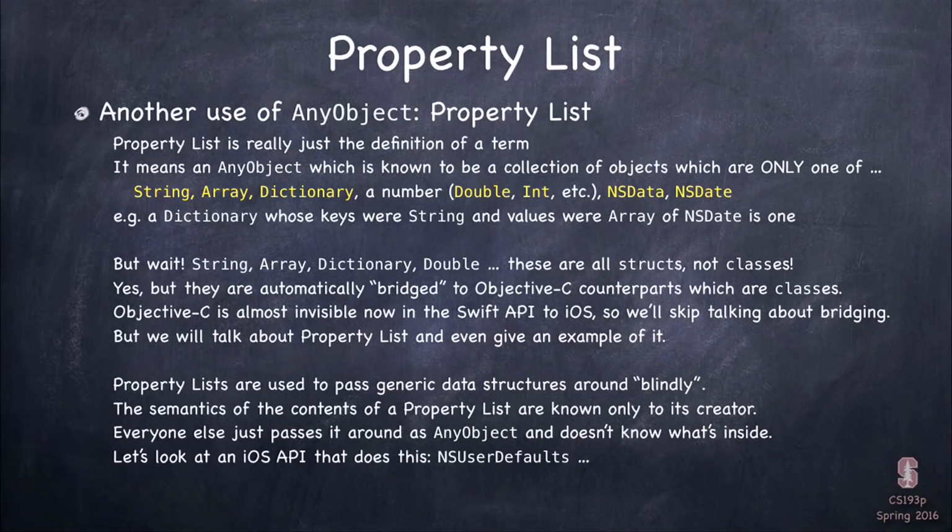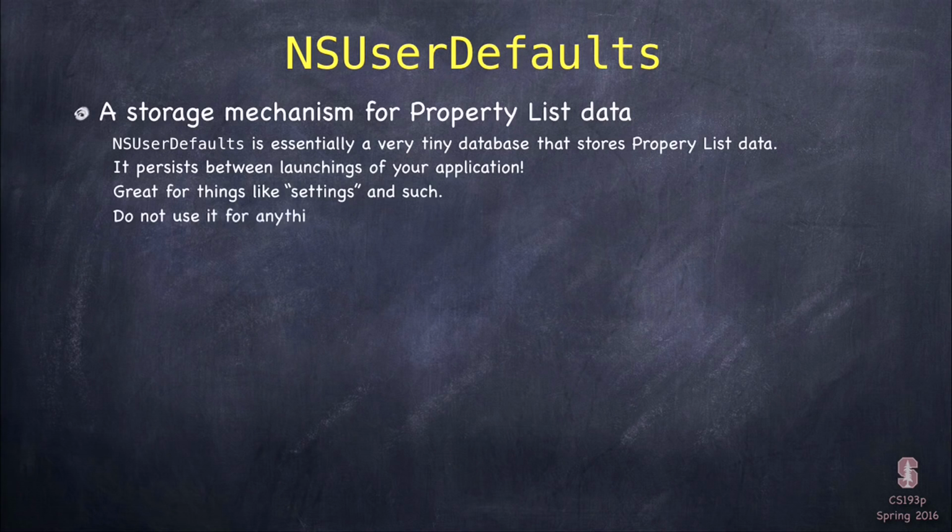Now, these property lists are plastered around blindly. The people who are looking in them are only knowing that they're dictionaries and arrays of strings and dates and stuff. They don't know anything about what that data means. Okay? They're just being passed around. So let's look at an API in iOS that uses a property list to understand it better. It's called NSUserDefaults. What NSUserDefaults does is it takes a property list and makes it persistent on disk. So that when your app quits and runs again and you look it up again, it's there. So it's basically a database of property lists, a database of structures with dictionaries, arrays, strings, dates. Okay? That's what it is.